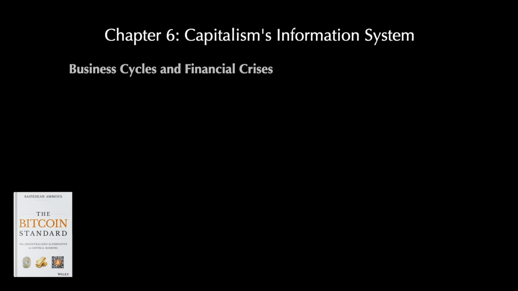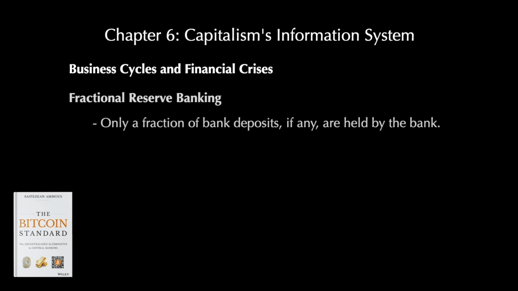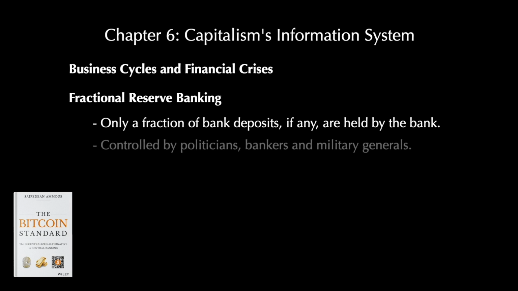Business cycles and financial crises. In a free market, people decide to take out loans based on the interest rate and whether or not it is worth it to take the risk and cost to take out the loan. This determines the total amount of money loaned out in a free economy. Fractional reserve banking is a system in which only a fraction of bank deposits are backed by actual cash on hand and available for withdrawal. In a fractional reserve economy, the supply of loanable money is determined by a committee that is influenced or completely controlled by politicians, bankers, and sometimes military generals.